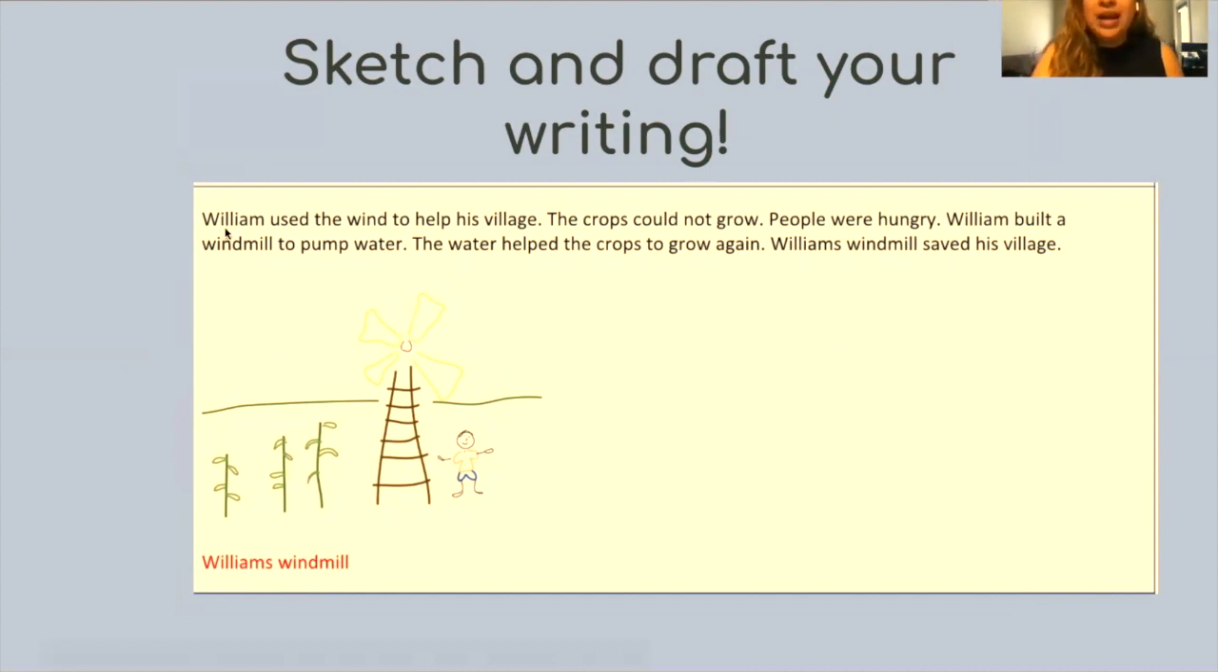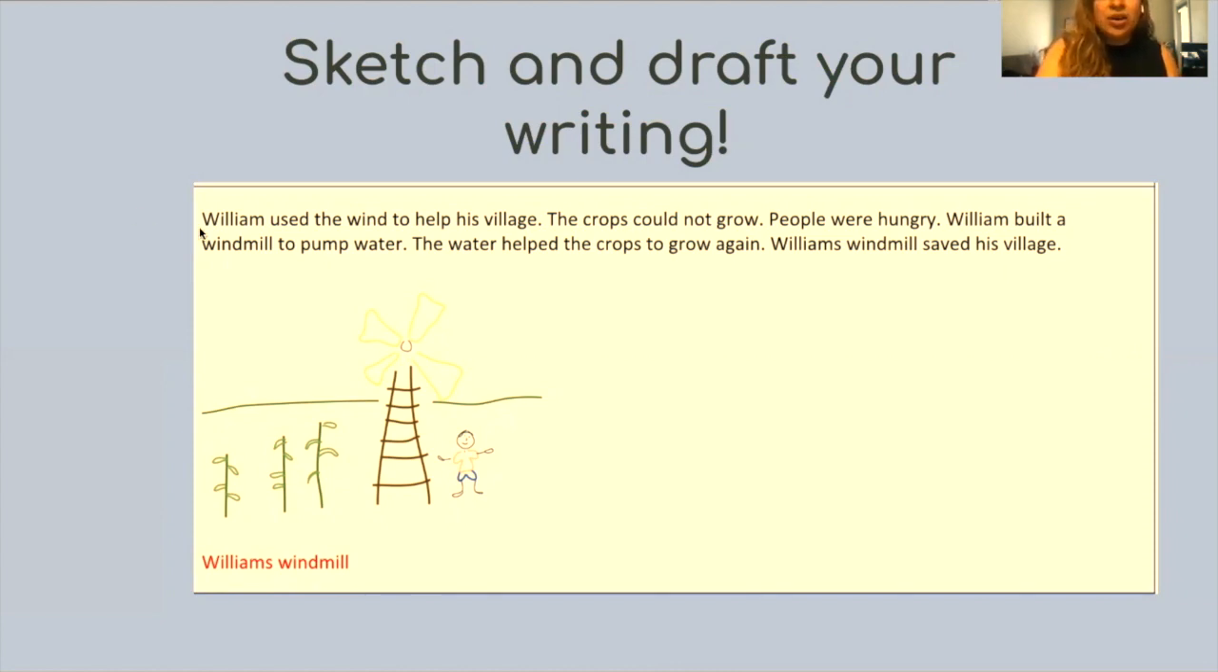So in my writing, I'm going to use the details from my outline to create and sketch and draft my writing. William used the wind to help his village. The crops could not grow. People were hungry. William built a windmill to pump water. The water helped the crops to grow again. William's windmill saved his village.